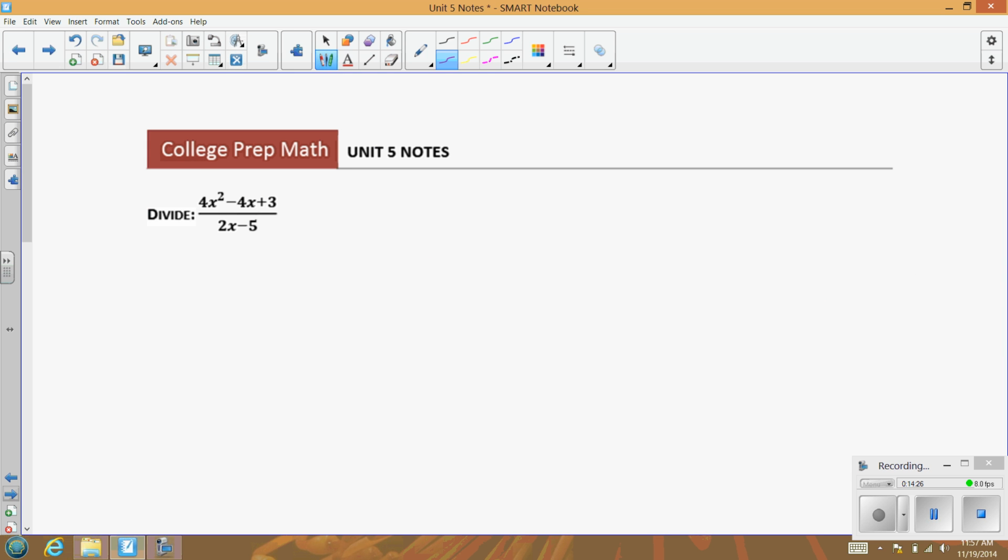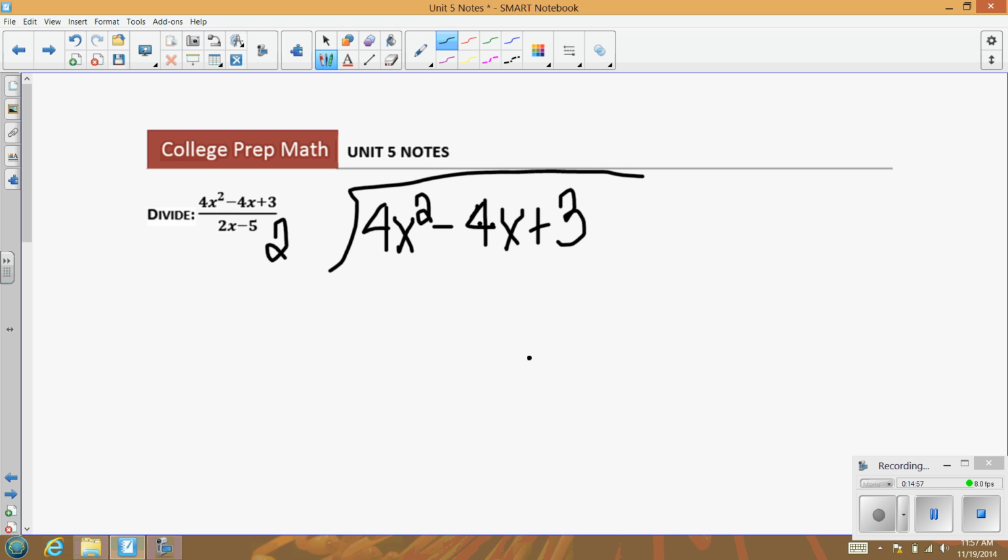So on this page, we're going to do the same process. So we're going to divide. And looking at this, I can't already just divide like we did in those first couple of problems because I have a 2x minus 5 in the bottom, and that doesn't go into each of the terms up top. So what we're going to do is set this up. So we're going to have 4x squared minus 4x plus 3, and we're going to divide that by 2x minus 5.